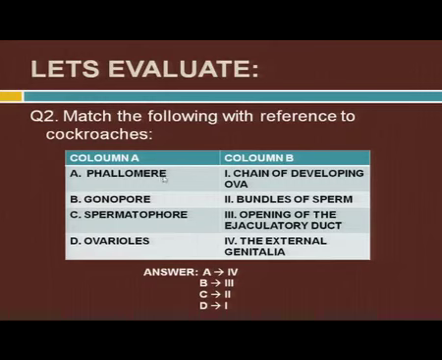The A part, phallomere, is the external genitalia, gonopore is the opening of the ejaculatory duct, spermatophore is the bundle of sperm, and ovarioles are the chain of developing ova. And these all terms are with respect to the reproductive system in male and female cockroaches, as we have discussed.